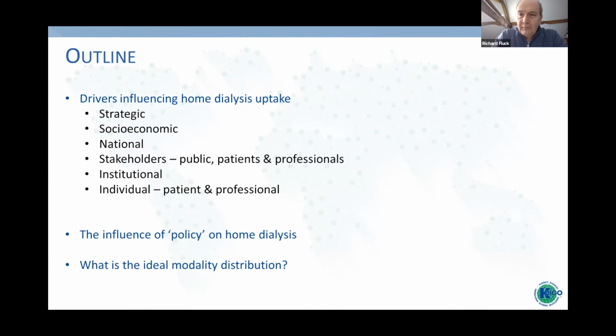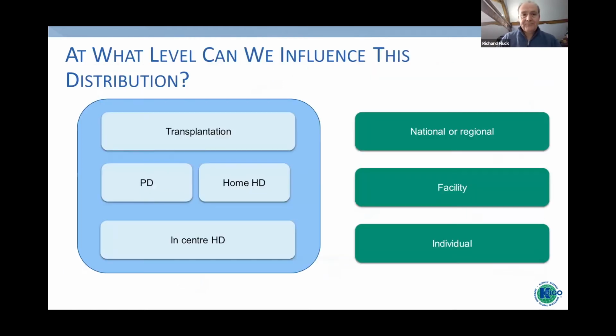In terms of the outline, it's a pretty broad outline that I've been given. I was asked to speak about drivers influencing home dialysis uptake, the influence of policy on home dialysis rates across the globe, and then finally the enormous question of what is the ideal modality distribution. I'm not going to be comprehensive because I cannot be comprehensive about such an enormous scope. But what I'm going to do is use exemplars and pose questions to start the debate rolling. And I think it's also fair to say that I'm talking perhaps with my own personal perspective in places.